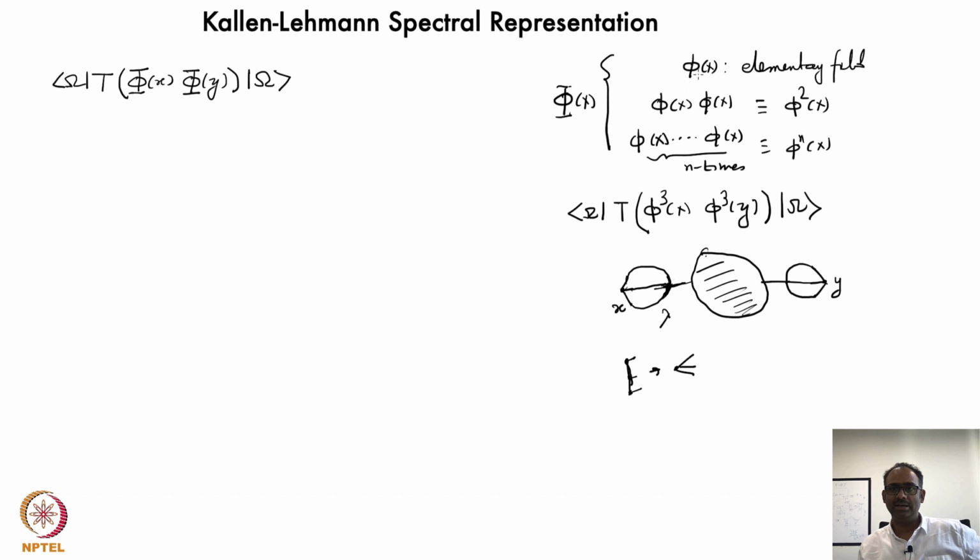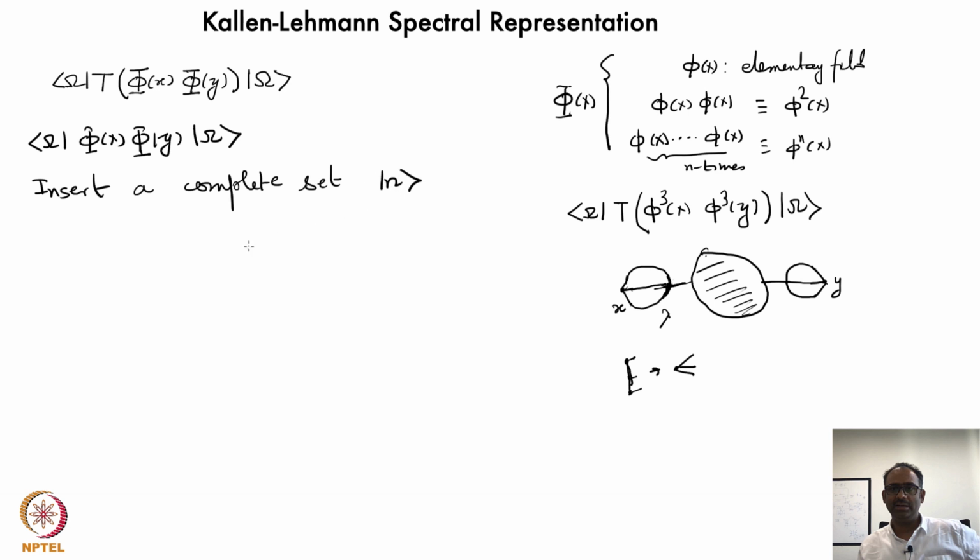Okay, so what I do is I first insert a complete set, and I will not look at the time-ordered product to begin with. I will just look at this. So I have dropped the time ordering; that I will bring in later. Again, I will analyze this object first. So I insert a complete set, which I will denote by ket n.